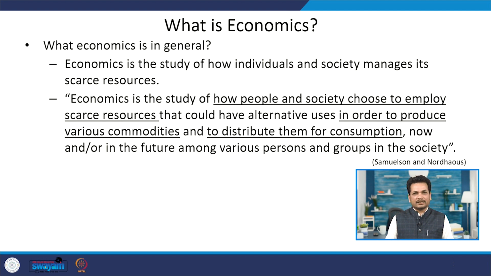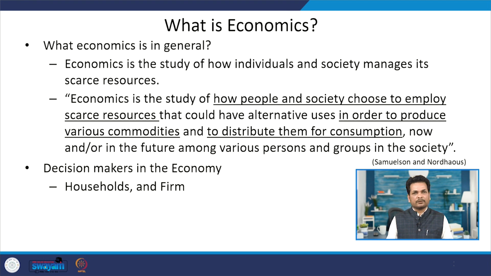So, it asks three basic questions: what goods and services have to be produced, how these goods and services have to be produced, and for whom these goods and services have to be produced. So, these three basic questions are being asked, and the players in the economy have to take the decision on what goods and services have to be produced, how these goods and services have to be produced, and to whom and for whom.